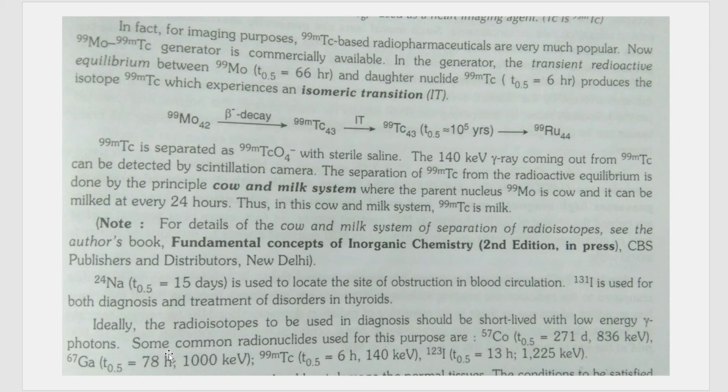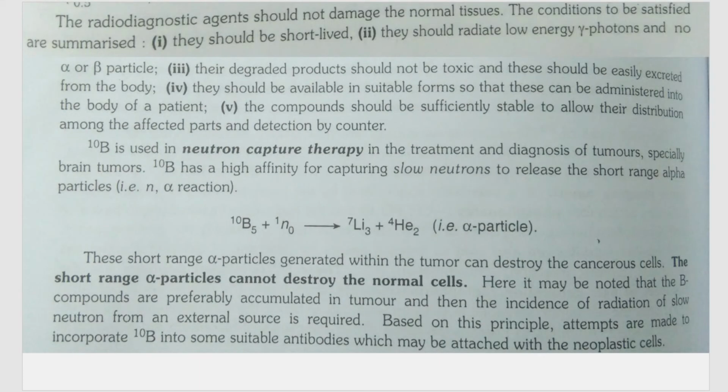So these radioisotopes should be used very, very carefully in treatment, and they should have low energy photons, that is low energy radiation, which should not cause further mutation of the DNA present in the body. So what are the requirements for a radioisotope to be used as a radio diagnostic agent? This is very, very important. First, they should be short lived. That is, their lifespan should be very short, so that once they have gone into the body and the tumor is detected or destroyed, they are also destroyed as well.